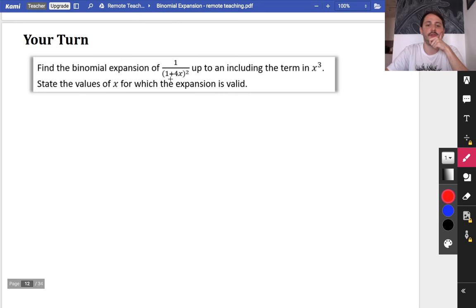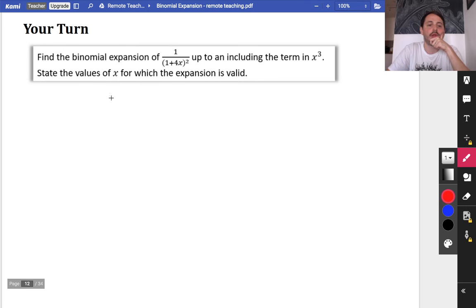So for this binomial expansion, you can have a go yourself, but I'm going to start this one now. I'm going to go up to the x cubed term, and I'm going to state the values of x which is valid. So it's clearly a 1 plus 4x to the minus 2. Sometimes I like to write down that my n is minus 2 and my x bit that I'm using, maybe I should have done this before, is my 4x.